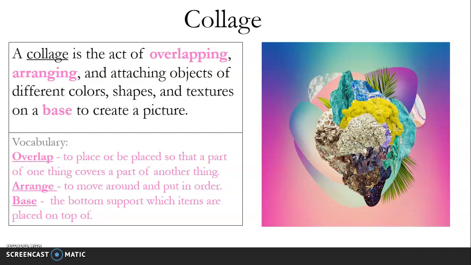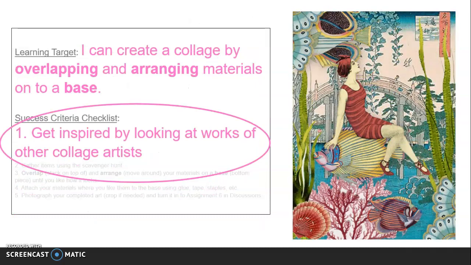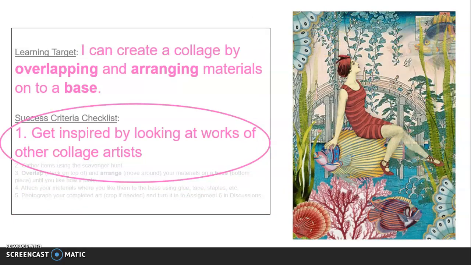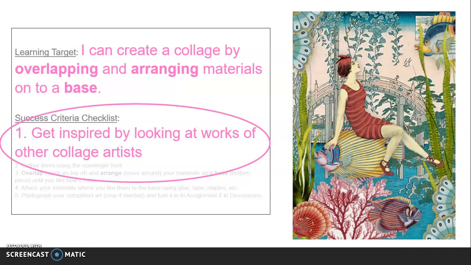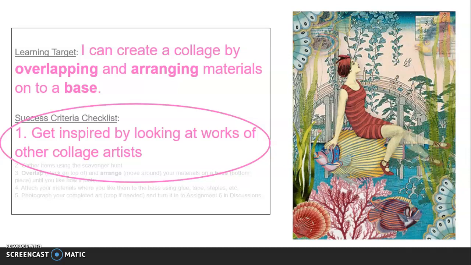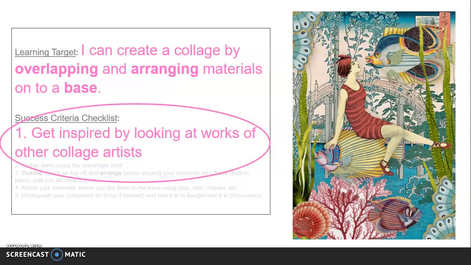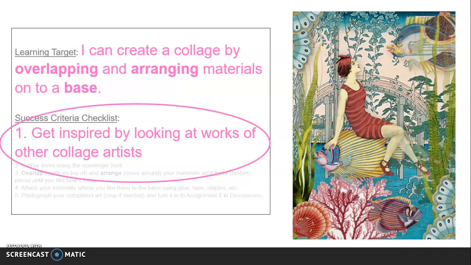So now that we have reviewed what a collage is, let's take a look at our learning target for this assignment. For this lesson, you can create a collage by overlapping and arranging materials onto a base. There are 5 criteria to be successful. Number 1 says to get inspired by looking at works of art from other collage artists. So let's go ahead and get step 1 done together.